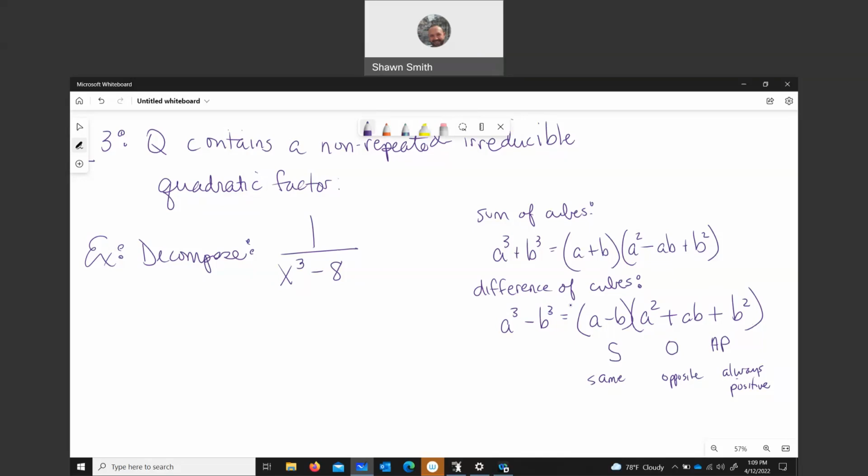So if I factor x cubed minus 8, this will be binomial times trinomial. Cube roots of each one of these. Cube root of x cubed is x. Cube root of 8, 2. Same sign. Then I look at this binomial to get the trinomial. Square x, opposite, multiply 2 and x, positive, always positive, 2 squared, 4.